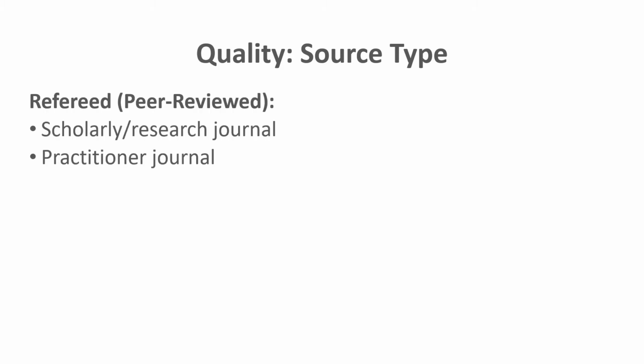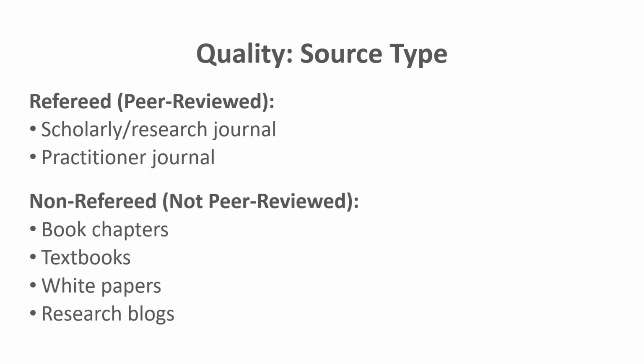So let's talk about, in terms of source quality, source type. What do I mean by this? Well, I'll generally categorize source type as a refereed or peer-reviewed source versus a non-refereed or not peer-reviewed source. When we're talking about a refereed or peer-reviewed source, this is typically where you're going to see your scholarly or research journal articles published in refereed or peer-reviewed journals. But just because something is researched doesn't necessarily mean that it was peer-reviewed or refereed.